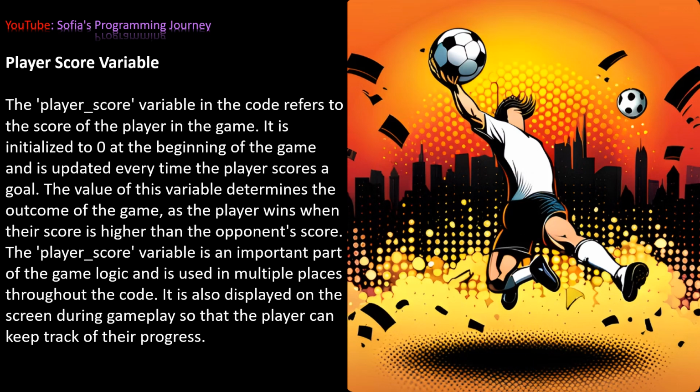The player score variable in the code refers to the score of the player in the game. It is initialized to 0 at the beginning of the game and is updated every time the player scores a goal. The value of this variable determines the outcome of the game, as the player wins when their score is higher than the opponent's score. The player score variable is an important part of the game logic and is used in multiple places throughout the code. It is also displayed on the screen during gameplay so that the player can keep track of their progress.